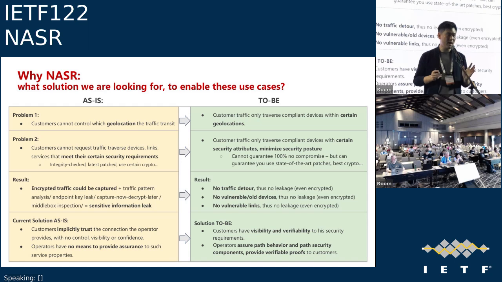It's only a way that if we discover a 0-day vulnerability of any kind, and if we have a security patch, NASR is here to make sure that you are assured to use this patch, and we are giving you proof of that. Clear enough? Cool. The solution here is that we want the customers to be able to see and verify the security requirements of the network they're receiving. And the operators are also happy because they can assure this kind of path behavior or forwarding behavior and the path security components or attributes, provide verifiable proofs, and even automate this process using protocols. So I think that's the point.